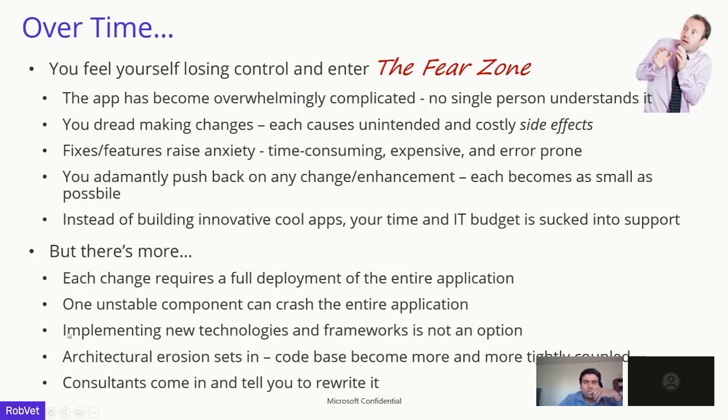One unstable component can crash the entire application because it's a monolith, right? If your exception handling isn't good, you can have very unpleasant surprises. Can you implement new technologies and frameworks in a monolith? Not really. If everything's built in .NET Framework, it's going to be very hard to implement .NET Core in the same application, or other frameworks or other languages. And here's a big problem. Since everything runs together, architectural erosion sets in over time.